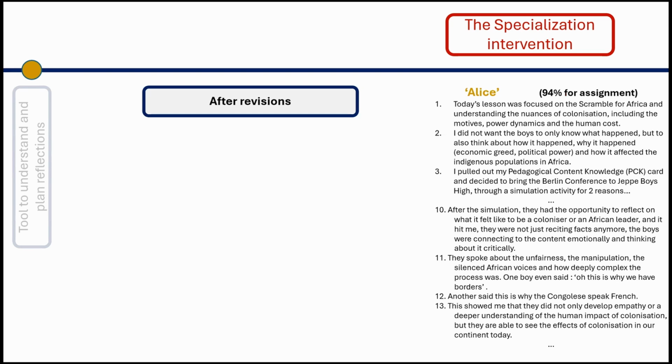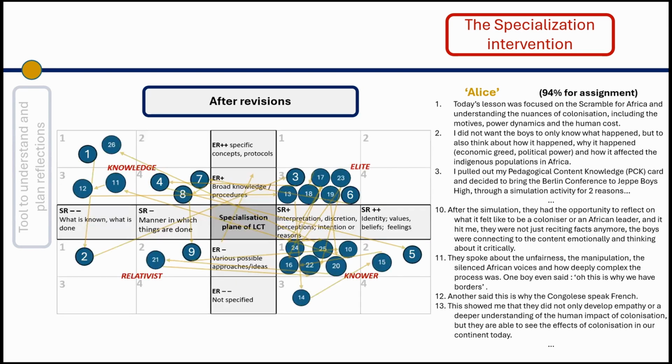So after the revisions, this is what Alice's specialization plan looked like. She had taken some of the concentration out of the Noah code. She was engaging far more with the knowledge of the lesson and quite a lot in the elite code.